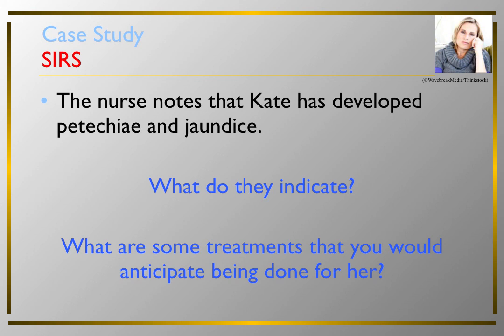What are some treatments that you would anticipate being done for her? Well, priority is aggressive treatment of the infection that's causing all this. Maybe maintenance of oxygenation, which is maybe intubation and the use of mechanical ventilator, and assessments of all body systems and support as needed.